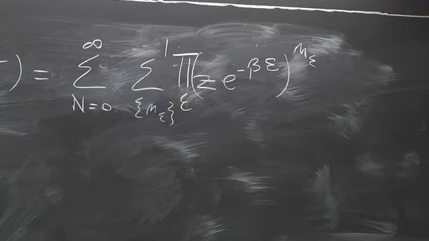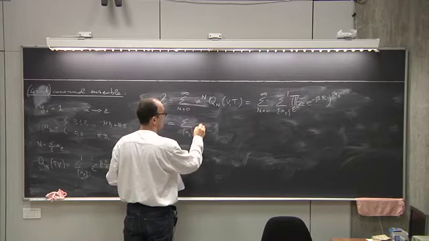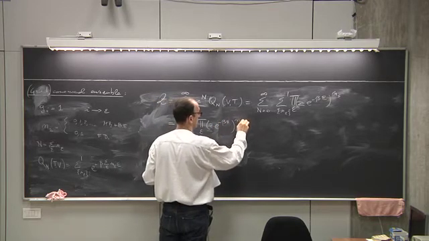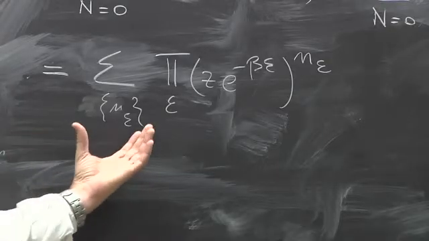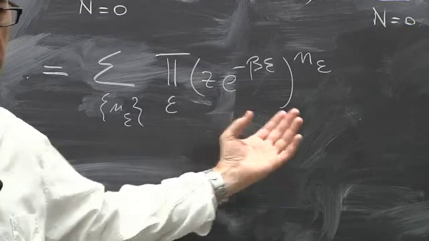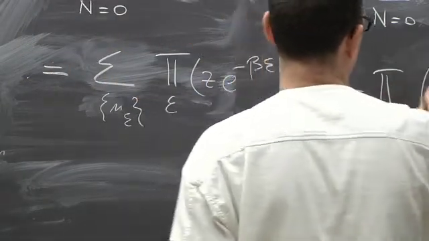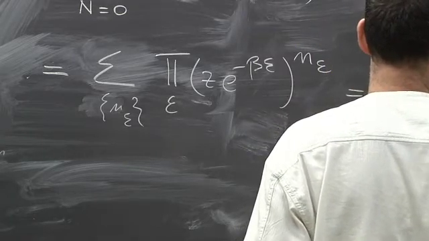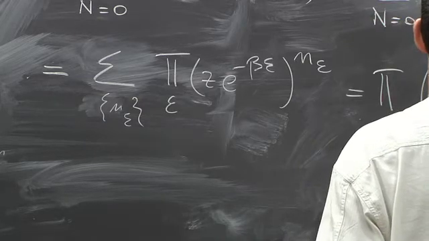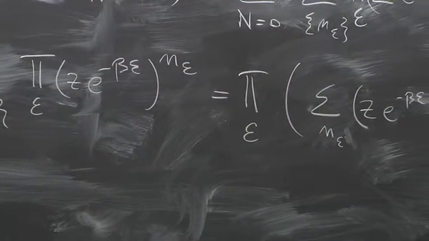So this is just the sum over all the possible n epsilon of this product over epsilon of z e to the minus beta epsilon to the n epsilon. And now you see this is like a multiple integral of a function which is just factorized. So I can factorize the sum. I can write this as the product over all the energy levels of a sum over the single energy level, depending on the statistics, of z e to the minus beta epsilon to the n epsilon. Okay? So it's much simpler.